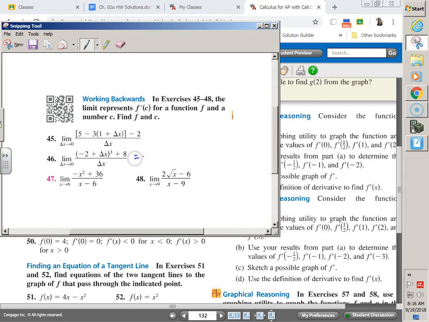What's this supposed to be? Guys, read the forever card for me. F of a plus h. Wait, hold on. But this one, they forced our hands. We can't use h. What do we have to use? Delta x. Minus, all over h or delta x. Who are we supposed to be finding? F and c. Or if we want to think about it, we can say f and a, right?